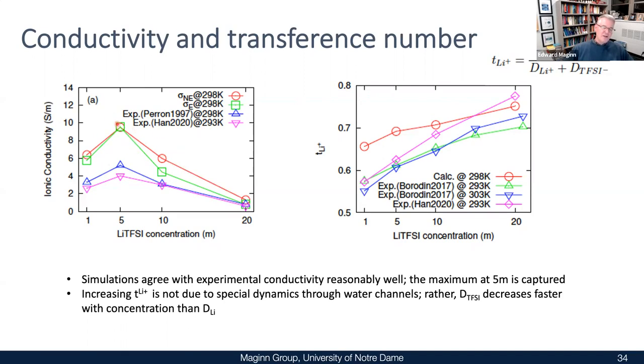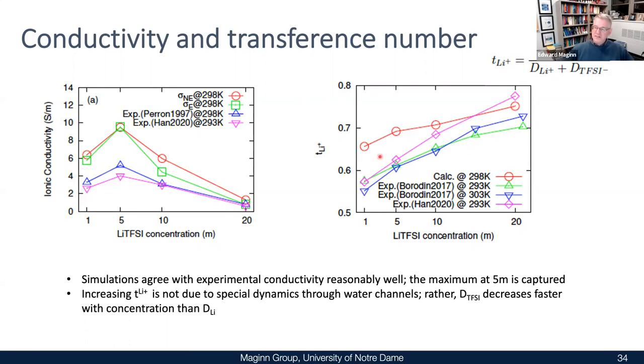At 5 molal, it reaches a maximum. And even though you have more charge carriers at 10 and 20 molal, the viscosity wins. And so the overall conductivity goes down. However, the lithium transference number continues to go up.